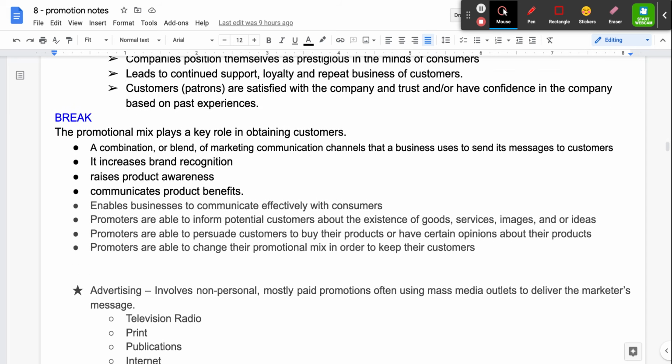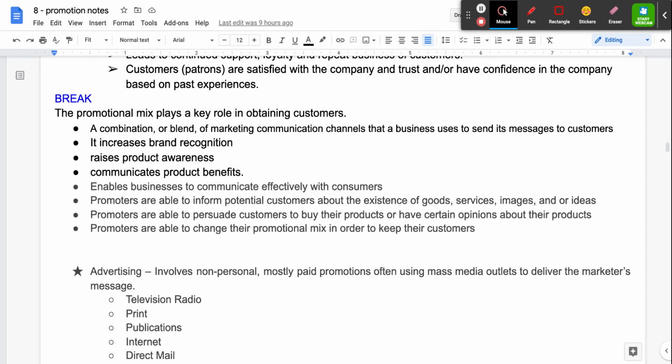Which brings us to today, talk about the promotional mix and what it is. So the promotional mix plays a key role in obtaining customers. And when we talk about the promotional mix, that's the combination or blend of marketing communication channels that a business uses to send its message to customers. There's a lot of different ways that we can communicate, a lot of different channels that we can use, and we have to make sure that we use several so that we can reach our target market. We don't want to rely on just one. We're going to have a multitude of different ways to talk to different people and to make sure that our message gets out and across.